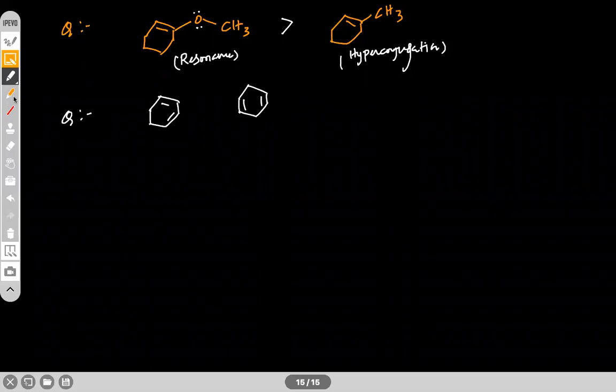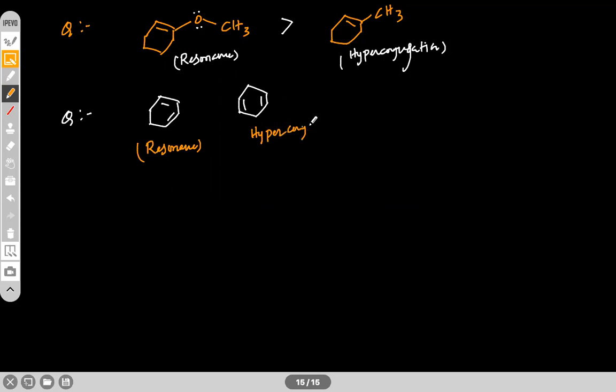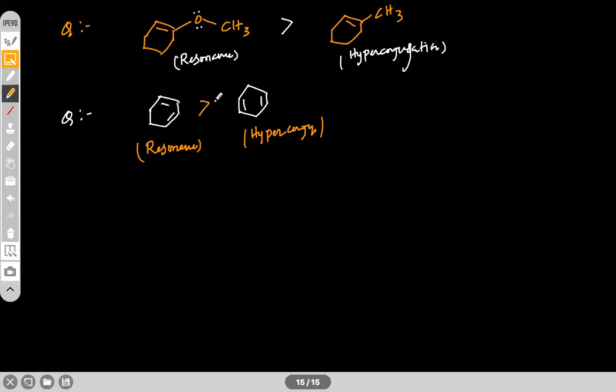Same thing here you see, we have pi sigma pi conjugation. This is resonance. And here we have hyperconjugation again. Correct? This is more stable because of resonance. Order is this.